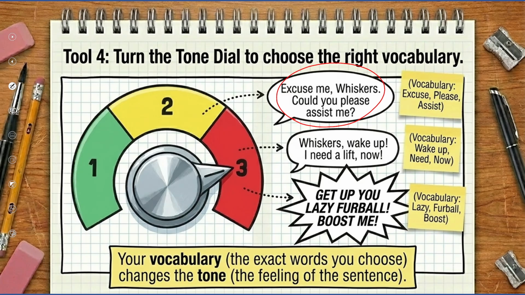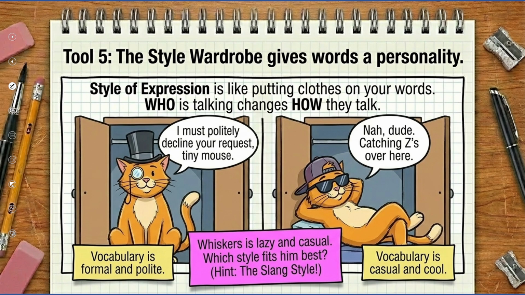Now here, when things got dramatic: "Get up, you lazy furball, boost me." So here, the mouse has become very annoyed or angry. So this is how we have shown his anger in the spiky speech bubble. Now, we have seen the cat. The cat is not formal, it is very lazy and does not want to work or help the mouse.